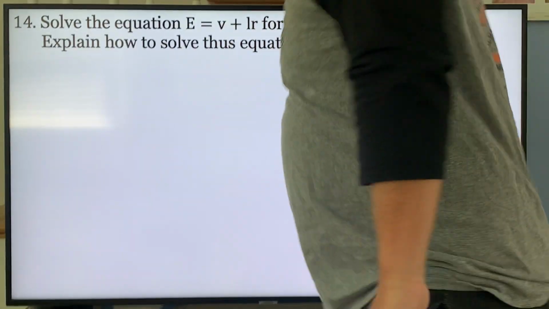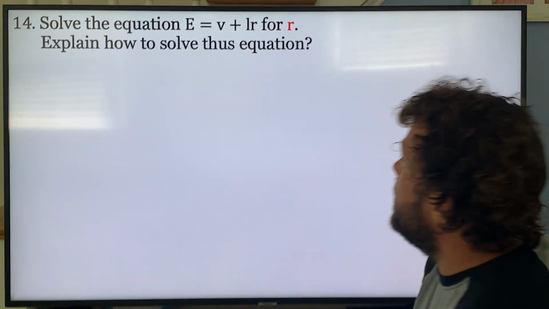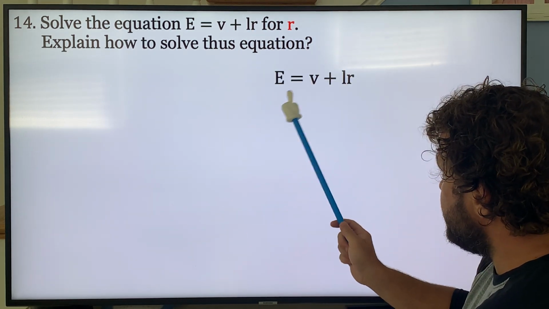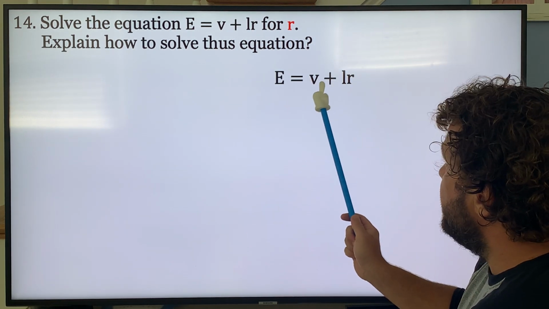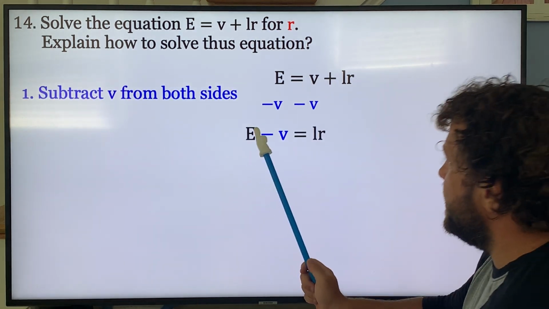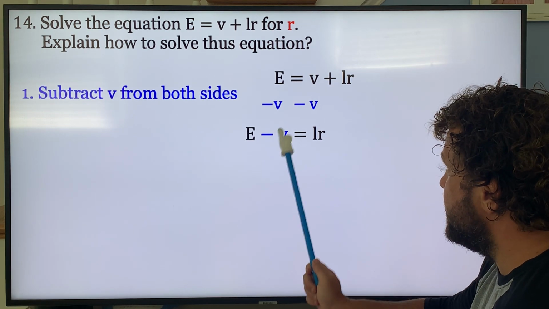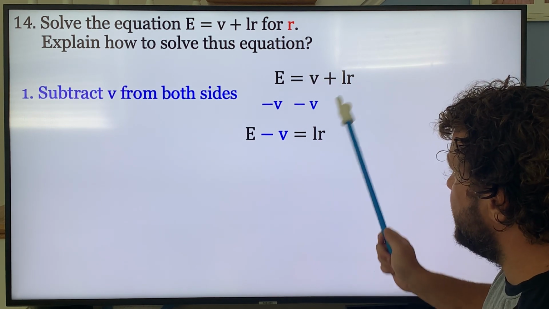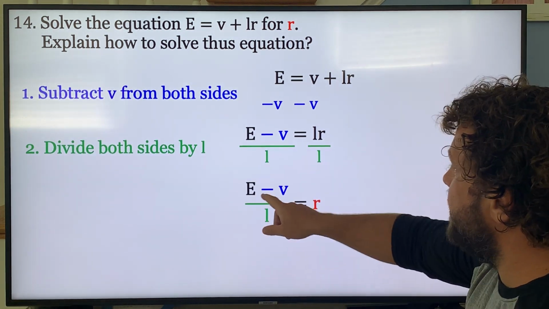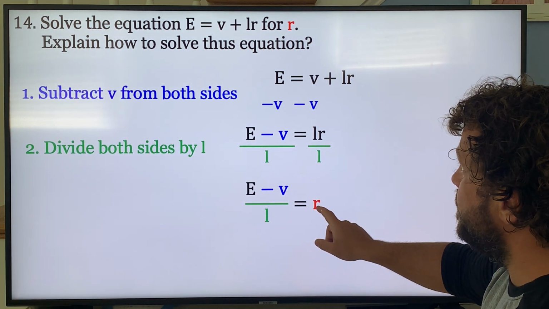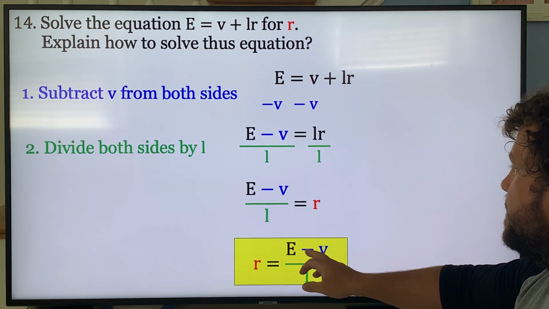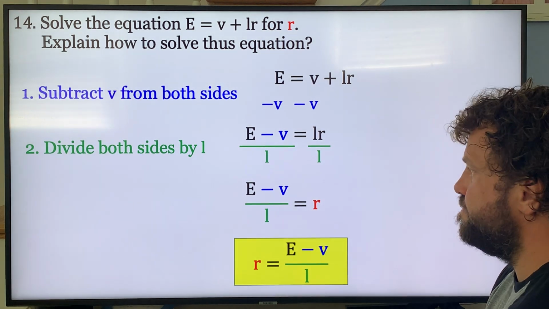All right, number 14. Solve the equation E equals V plus LR for R. So we're solving for R here, so we're just going to use some equation rules. E equals V plus LR. First thing you're going to do is you're just going to subtract V from both sides. You get E minus V. Cancels out, equals LR. To solve for R, you're going to divide both sides by L. So you get E minus V over L equals R. Solving for R, there's your answer. R equals E minus V divided by L.